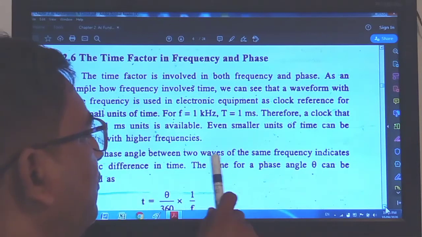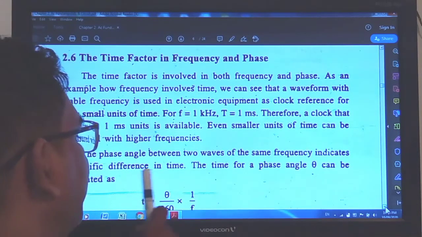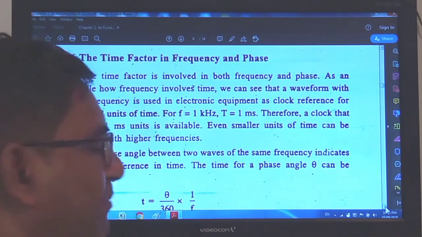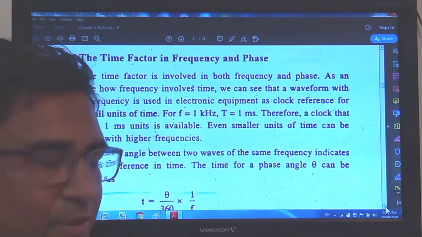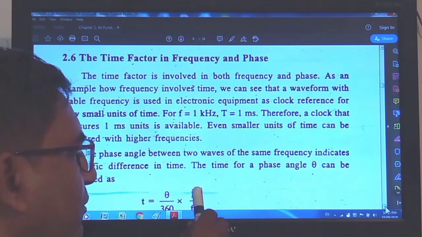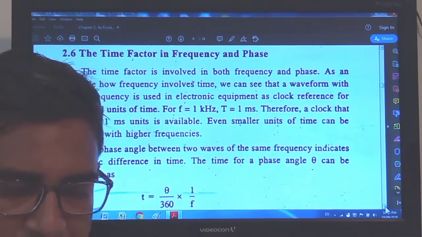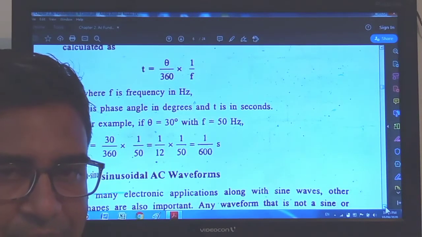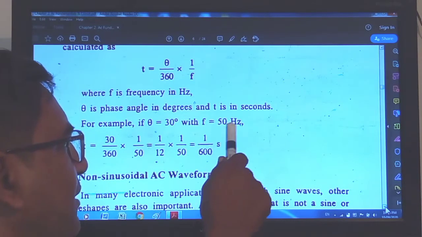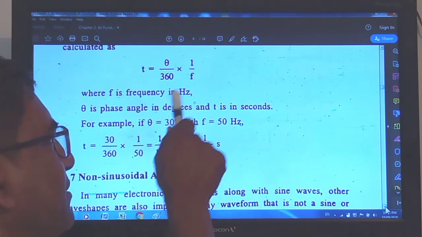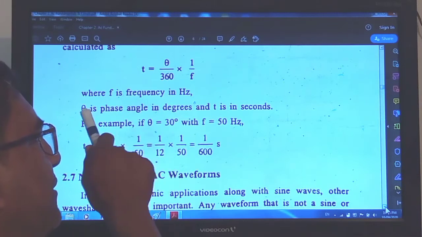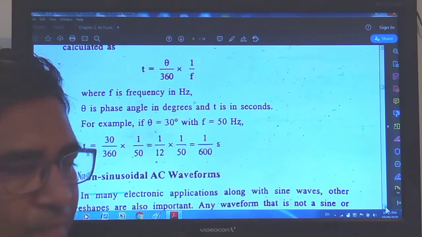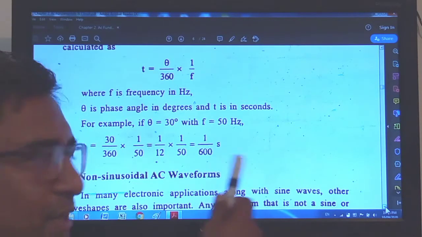The phase angle between two waves of the same frequency indicates the specific difference in time. The time for the phase angle theta can be calculated by t is equal to theta by 360 degrees multiplied by 1 by f. Here f is the frequency in hertz, theta is the phase angle in degrees, and t is the time in seconds.